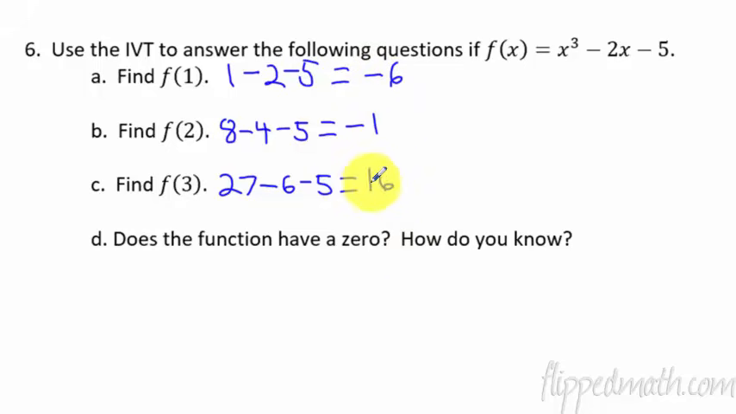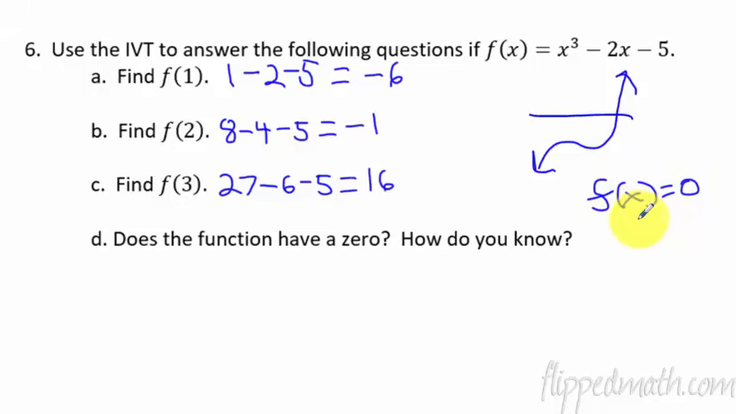Why did we do this? It's to answer the last question. Does the function have a 0? How do you know? Does the function have a 0? What does that mean? It means does the function f of x, is it ever going to equal 0? Or in other words, is it ever going to cross the x-axis? Okay, so based off of this information, yes it does, because we have a negative 1 here and a y value of 16. So let's just write this whole sentence out.